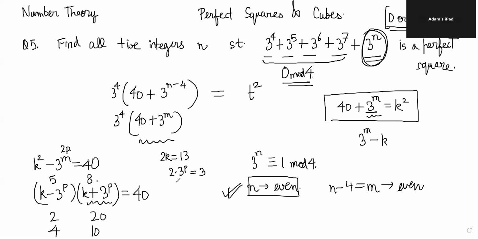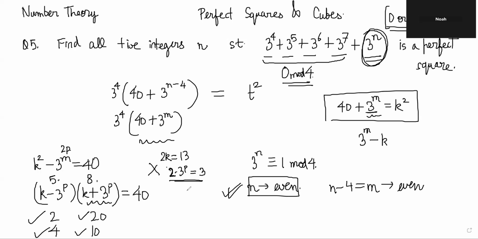So this is not possible, because no 2 is here. So you're not getting any solution for 5 into 8, but you might get solutions for these. Correct? Yes. So what are your answers coming then?